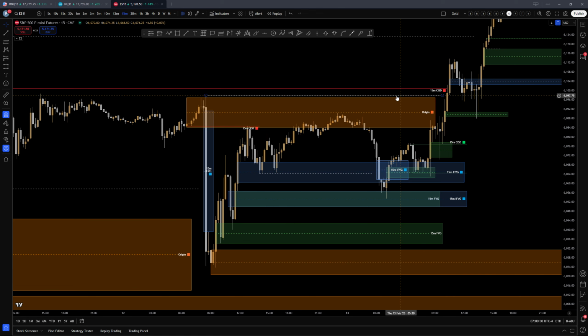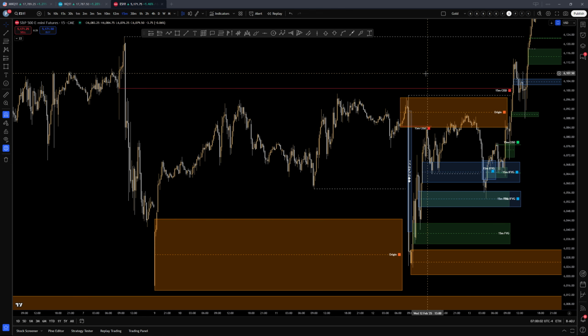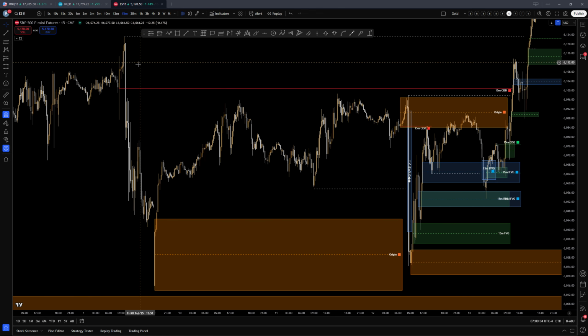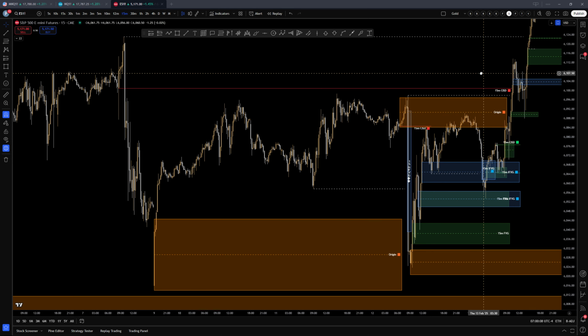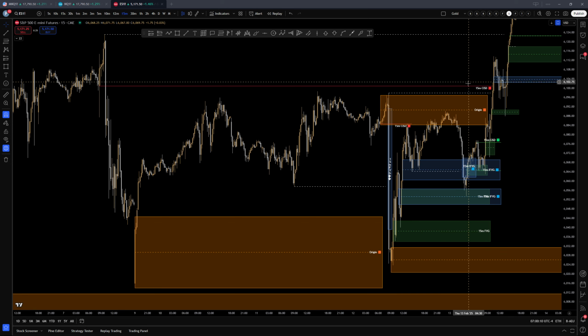Let's just zoom out a little bit. We come up into this origin, this external origin here, with a bearish order block inside it.